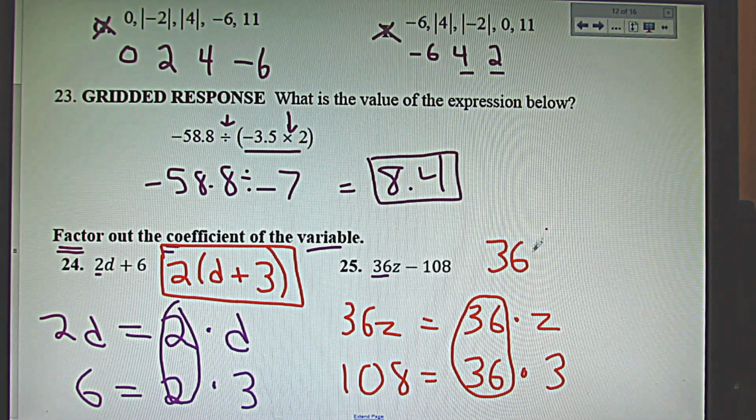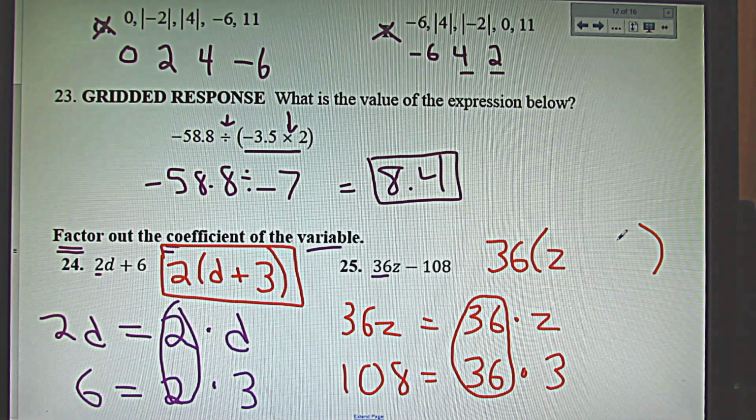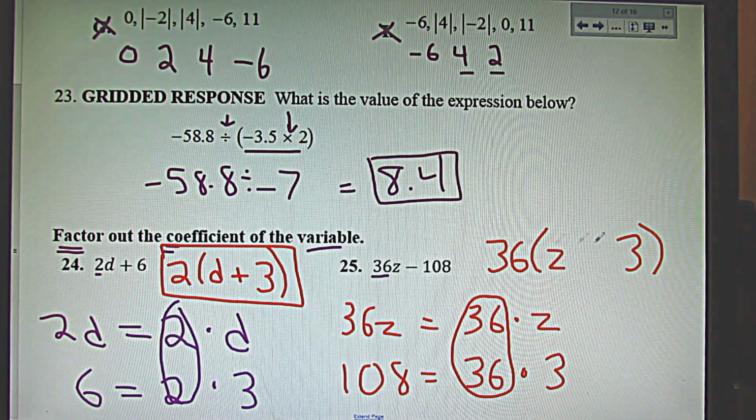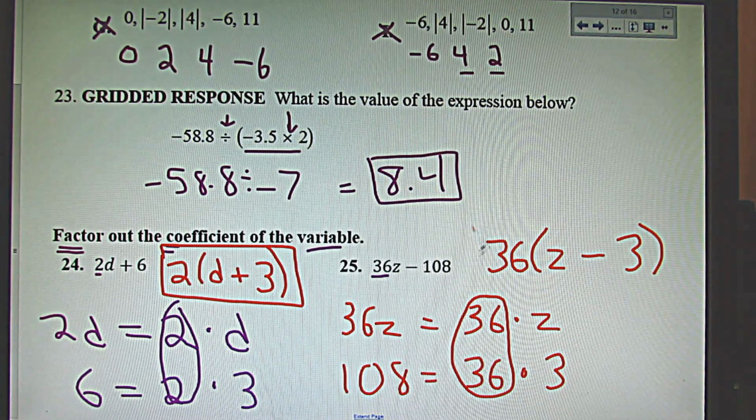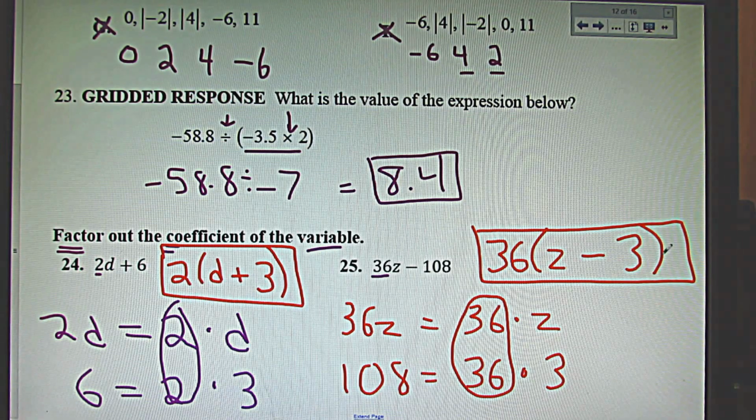Again, since these are the two numbers I have in common, that's the number that's going to be written out in front of my parentheses. What's left over is a z and a 3. And again, my original problem has a minus sign, so my final answer will have a minus sign as well. 36 times z minus 3.